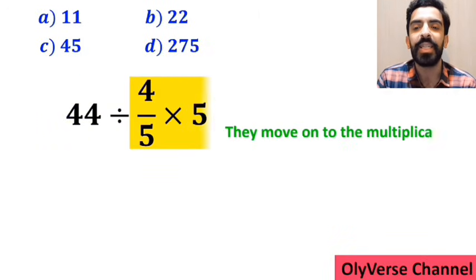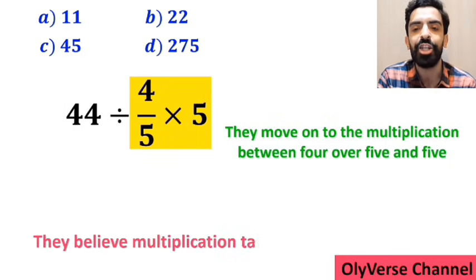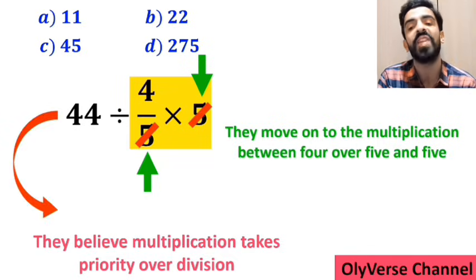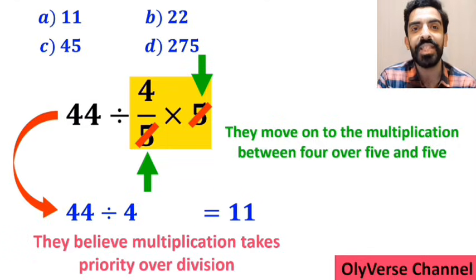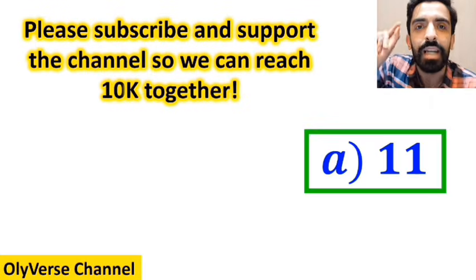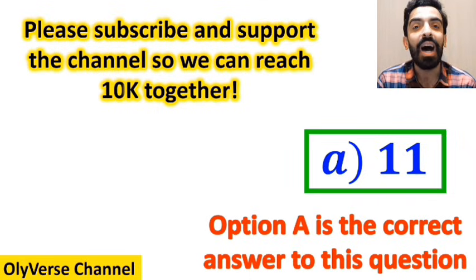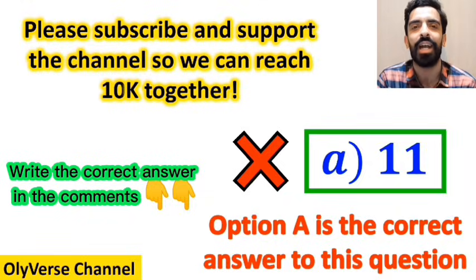Then, they move on to the multiplication between 4 over 5 and 5 because they believe multiplication takes priority over division. Alright, as you can see on the screen, they simplify the number 5 with the 5 in the denominator and instead of the original expression, they write 44 divided by 4, which finally gives them the answer 11. And immediately, they conclude that option A is the correct answer to this question. But I have to say, we were tricked and it's not the correct answer to this question.